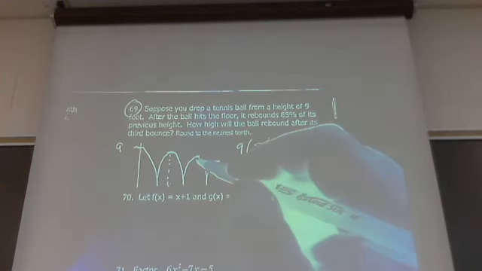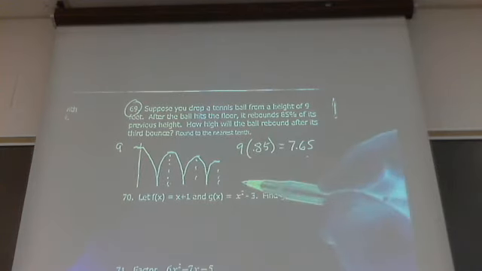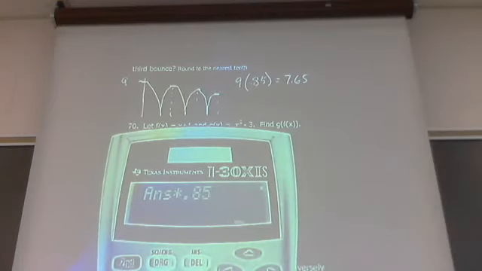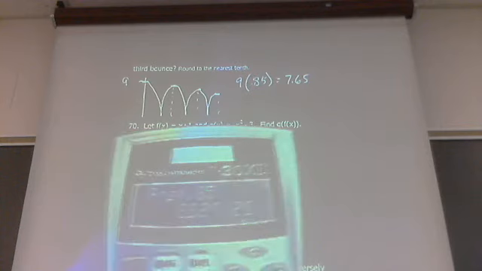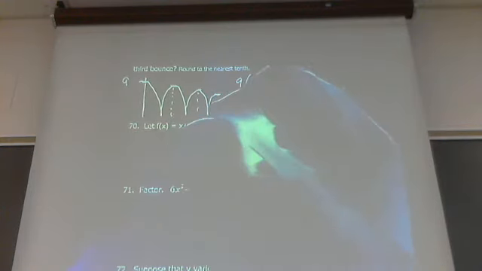Because there are not very many terms here, you could just continue using the recursive idea where you keep multiplying by 0.85. So after the second bounce, it's there, okay? And if we would do it one more time, it would be 5.53. So basically, it decreases by 2. Roughly, yes.